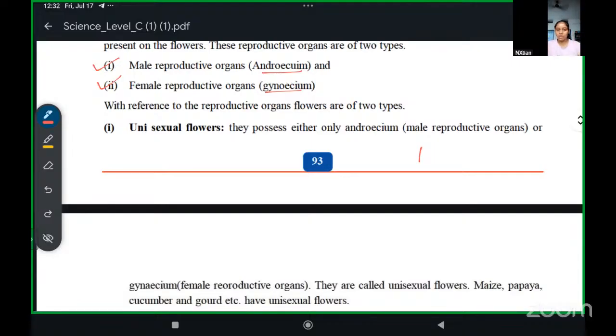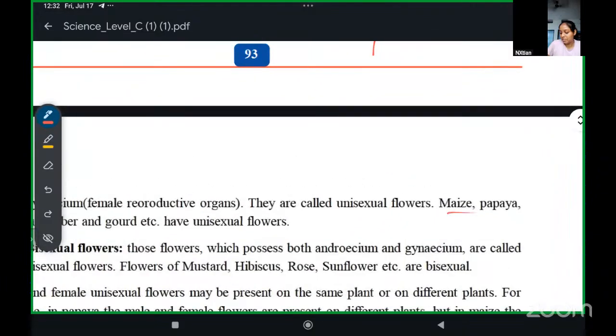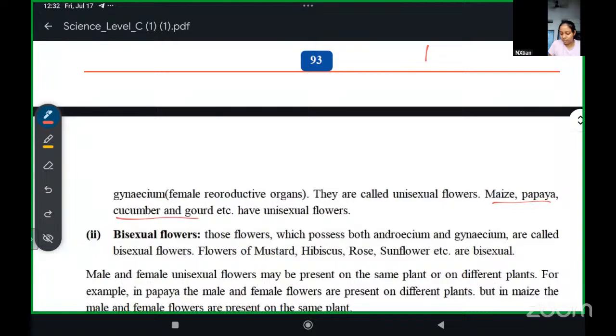Only one of it. Okay. So those are known as unisexual flowers. Those types of flowers are called unisexual flowers. Examples are maize, papaya, cucumber, gourd, etc. These are all unisexual plants.